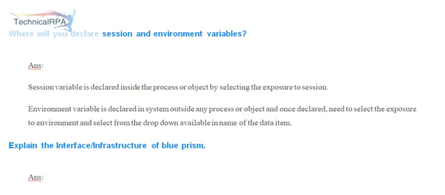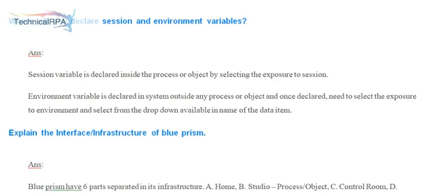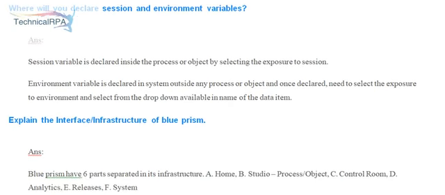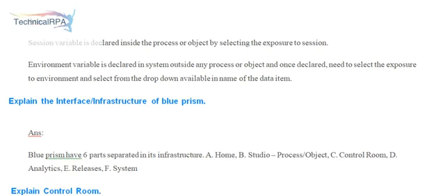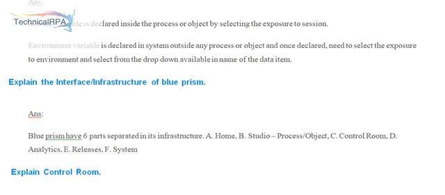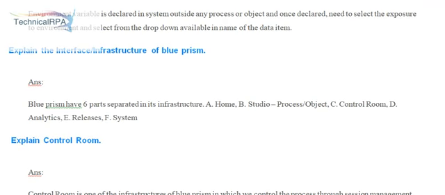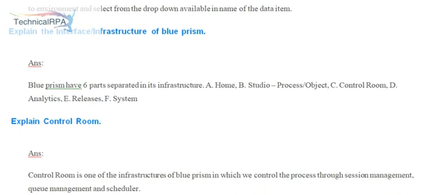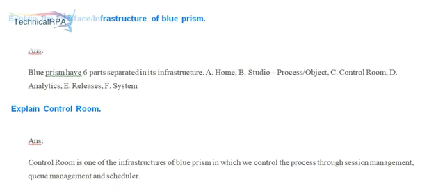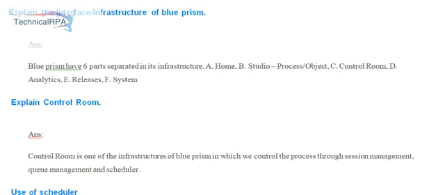Explain the difference between a session and an environment variable. A session variable is a variable whose value can be changed for every session. An environment variable is a variable whose value can't be changed until the resource stops the execution of the process flow from control room. Where will you declare session and environment variables?